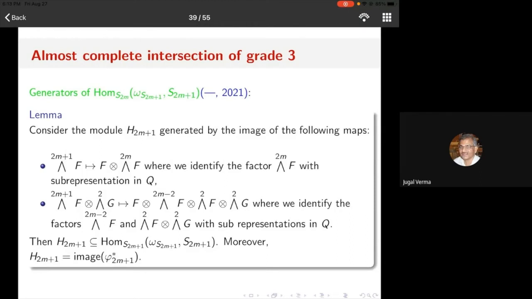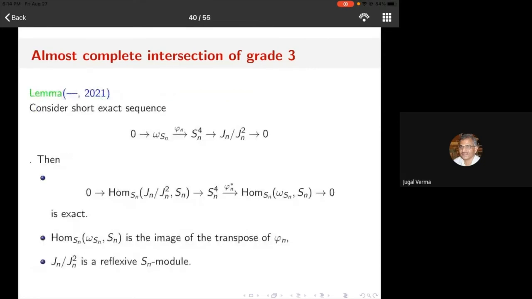And the second map. The image of these two maps is contained in the S2m plus 1 dual of the canonical module. But we need all the generators. For that we use this short exact sequence, which is given by Matsuoka, and then we show that if we apply Hom(-, Sn) to this short exact sequence, that is exact. And the second thing is that the dual of omega Sn is the image of phi n transpose.